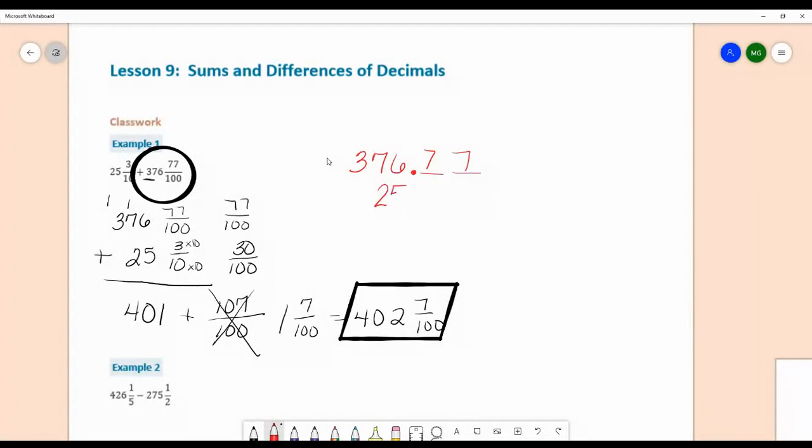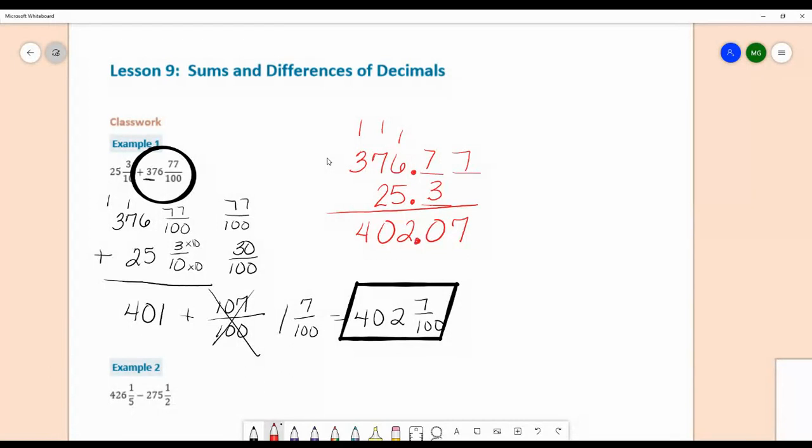Plus I have 25 and 3 tenths. Well, here's the tenths, and I have 3 of them. So then I could add right here. When I add, I get 7, 7 and 3 is 10, so I put my 0 and carry. 6 and 6 is 12, carry. 7, 8, 9, 10, carry. 3 and 1 is 4, and my decimal comes straight down.